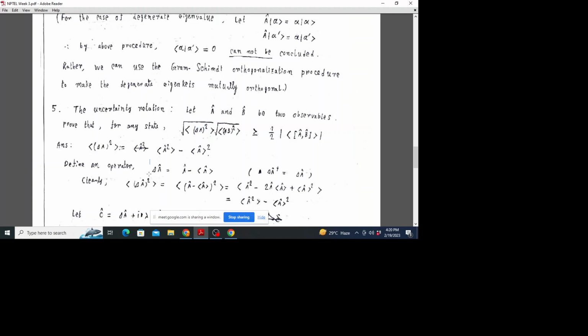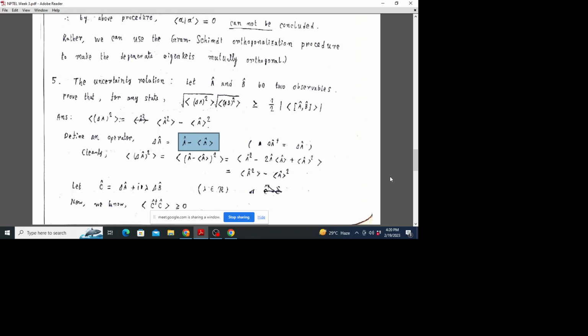But now I am defining an operator, delta A hat. Hat means I am defining an operator like this: A minus the expectation value of that operator. Of course, this is a state dependent statement, but still, since what we will show will be valid for any state, this proof goes through. So let us define an operator.